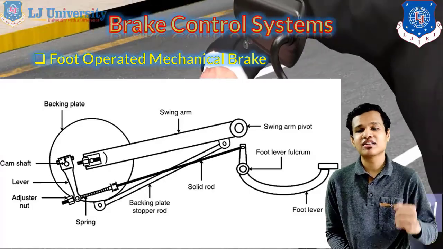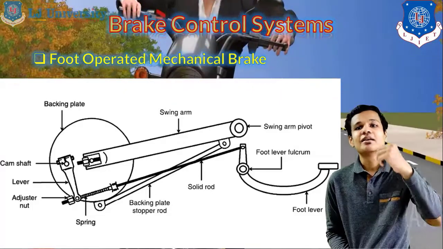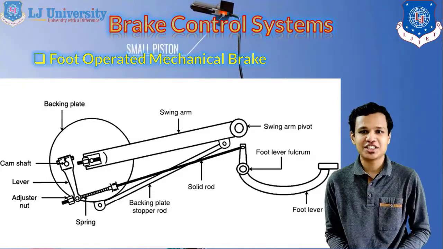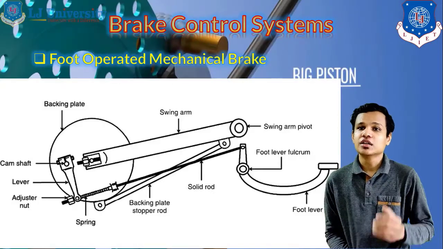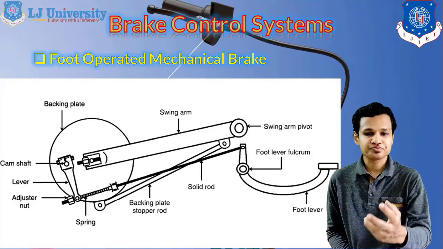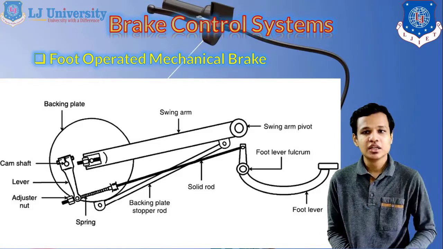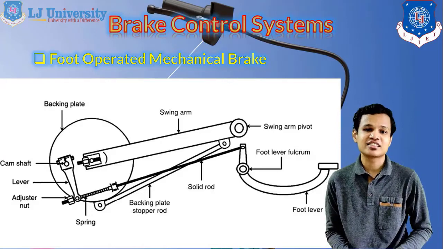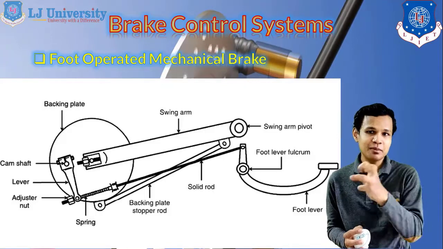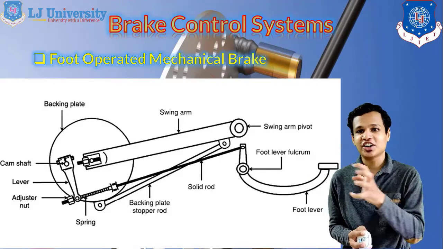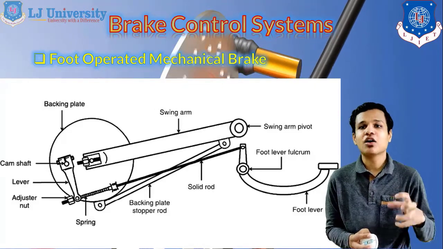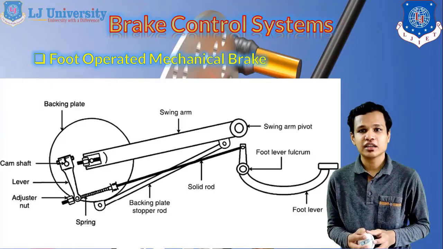That camshaft operates our swing arm pivot which is connected with the plate of the drum brakes or the shoes of the drum brakes. So when we operate the brakes by applying foot pressure on the foot pedal, that operates the solid rod. That solid rod operates the spring which is connected with our adjuster nut. That spring provides further force to the lever connected with our brake, and that lever operates the camshaft which further operates our swing arm, and the shoes get expanded in case of the internal expanding drum brake. So this is how the two mechanical brakes can work, either with the help of the hand or with the help of the foot, whichever is given in the vehicle.